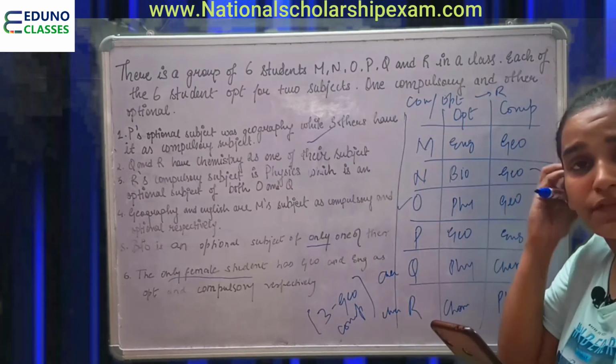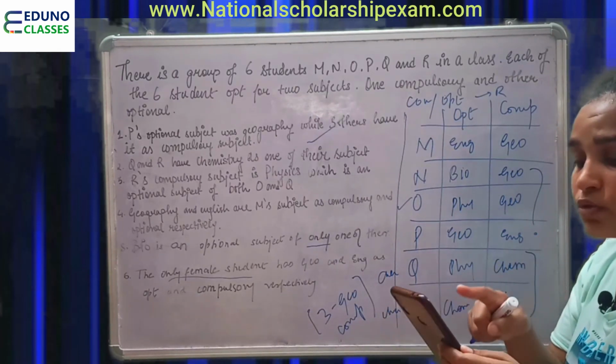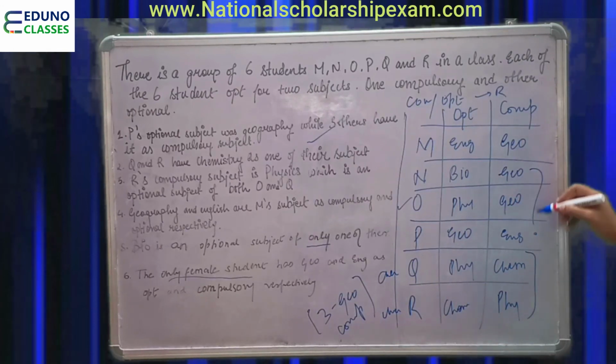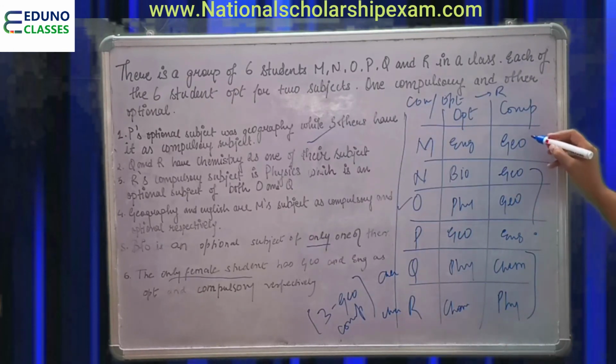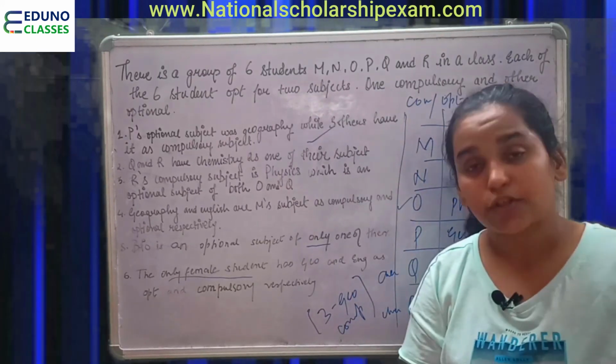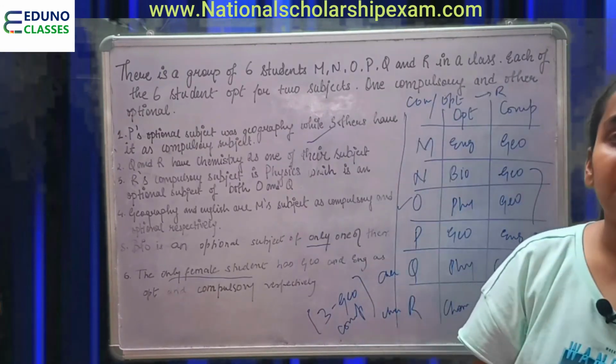Okay, now the last question of the same part. It says, which of the following group of students have geography as their compulsory subject? Now these 3 people have geography as their compulsory subject, M, N and O. So this is how you will solve questions which have long passages. We have to decode these passages into matter.